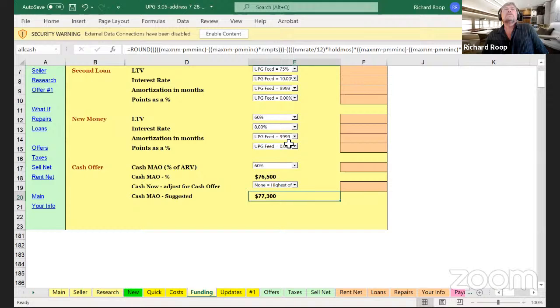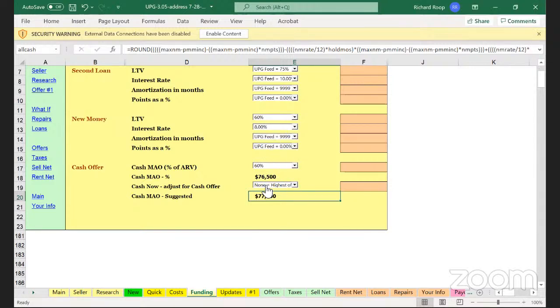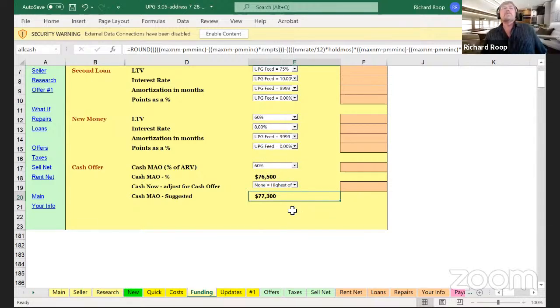So let's maybe try 60%. Yeah, 60% minus repairs would be around 77,000. Is that where you want it at? Okay. The other way is you do 70%, right? Minus repairs would be 89. But what you do is you change this by adding a flip fee to it, right? So you can lower it that way.